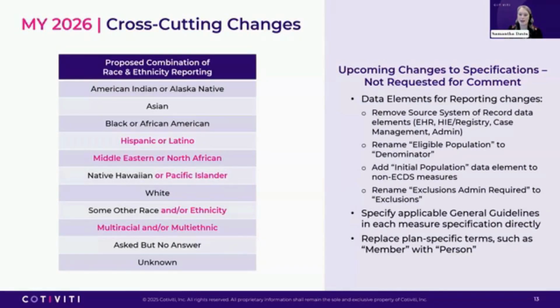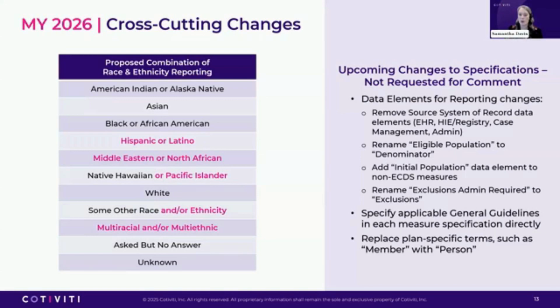Additionally, NCQA has communicated they were planning to replace the term eligible population instead with initial population in all measures. However, from the public comment materials, it seems they've renamed eligible population to denominator and then added a new data element for initial population, a net increase in data elements for non-ECDS measures. NCQA is also renaming required exclusions to denominator exclusions in the spec verbiage, but in their data elements for reporting, they're renaming them to just exclusions.